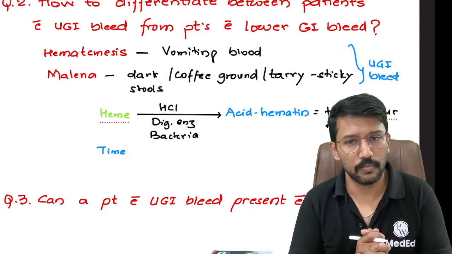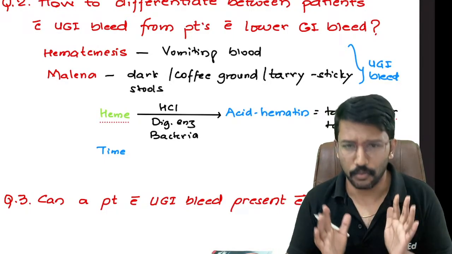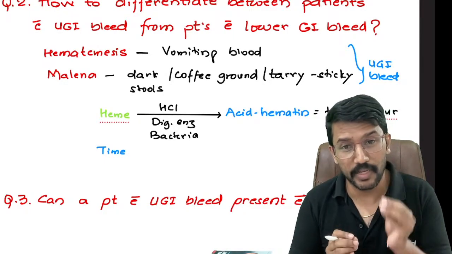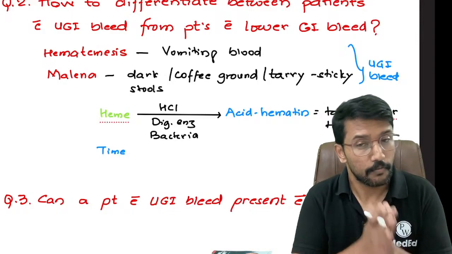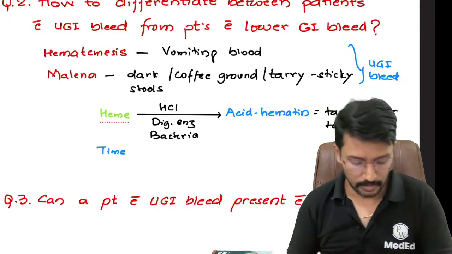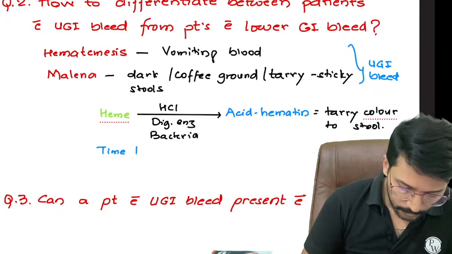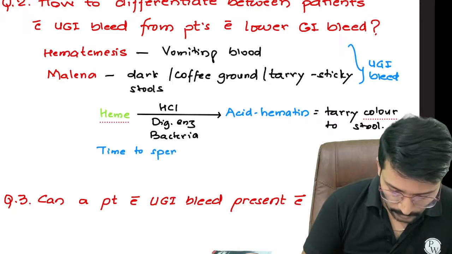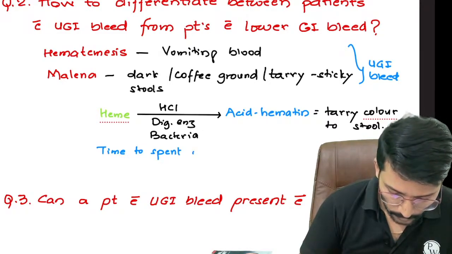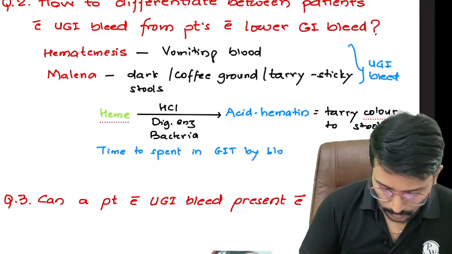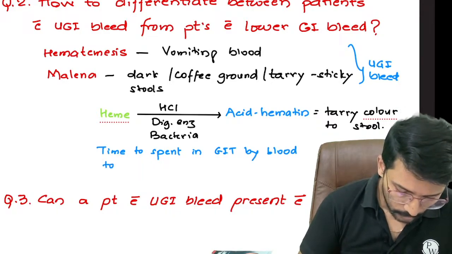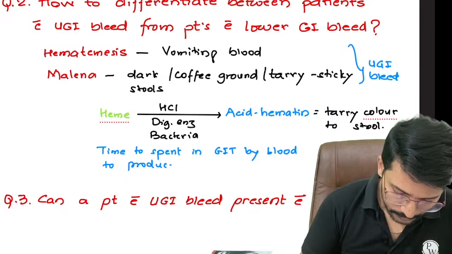Will I get melena now? Probably not, right? So what should be the minimum quantity of blood loss for us to see melena? And what is the time to be spent in the GIT by the blood to produce melena?